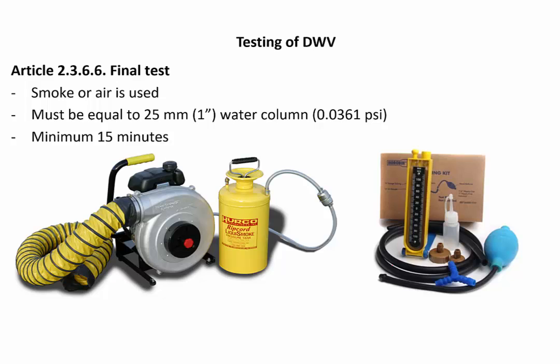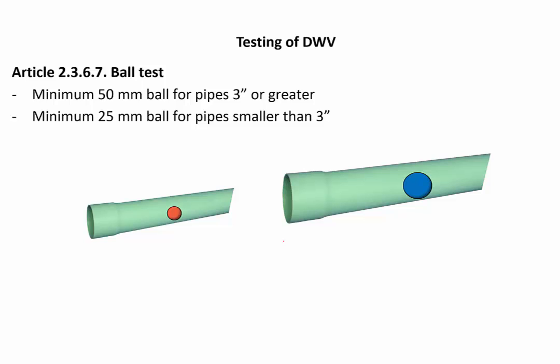And we're looking for a 15-minute static pressure test maintaining 1 inch of water column without the addition of more air or smoke. This is sometimes done to test the connections that are made after a static pressure test, or sometimes in certain situations where a building may be under occupancy and only a certain portion of the system can be tested at that time. So not asked for on every job, but certainly could be specified on certain jobs.